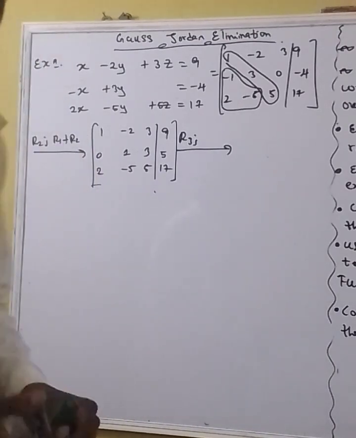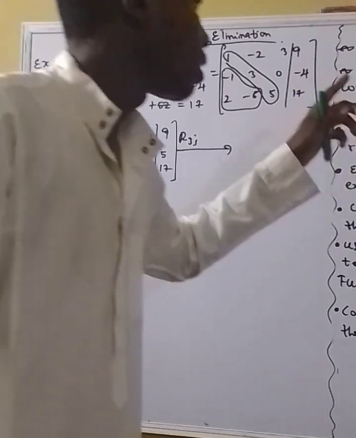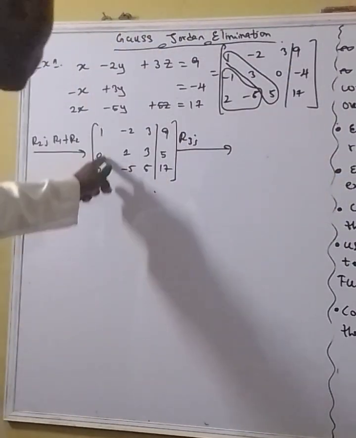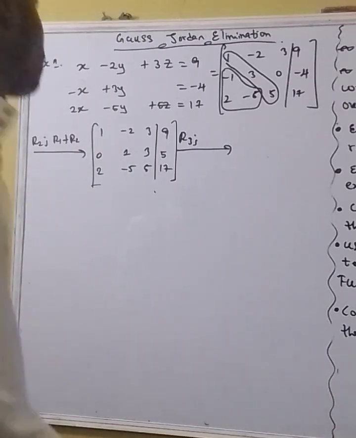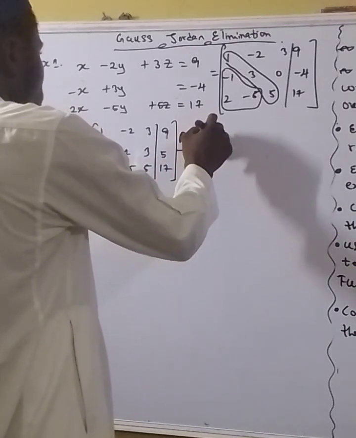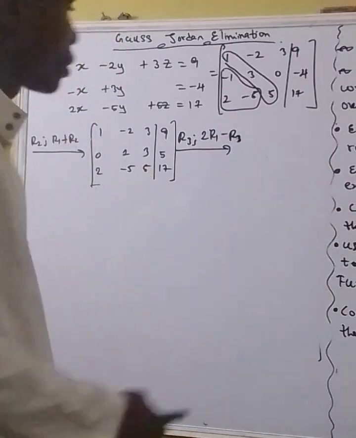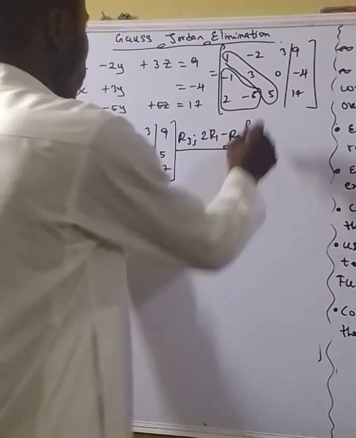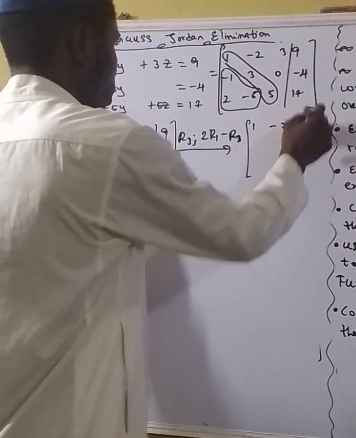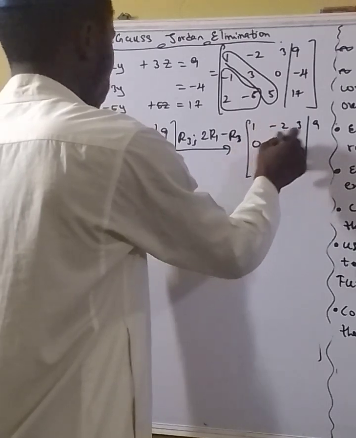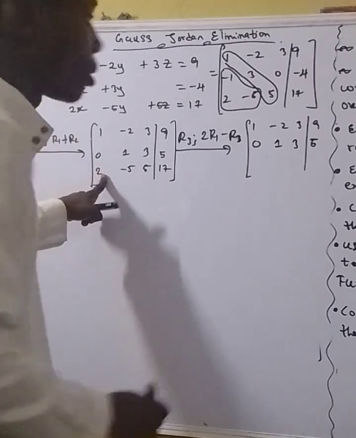And if you look at what the rule tells us, you have to eliminate all the x variables except from row 1. We have to eliminate all the x variables except from row 1. So that is what we are trying to do first and foremost. So from there you have 2 times row 1 minus row 3. So we have this under row 3, which doesn't affect row 1: 1, -2, 3 and 9. So we have 0, 1, 3, and 5. So 2 times 1 minus 2 gives us 0.